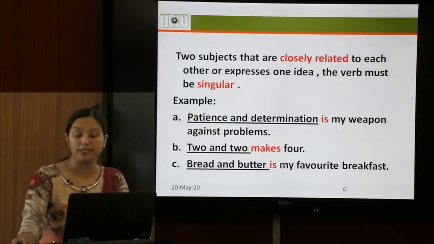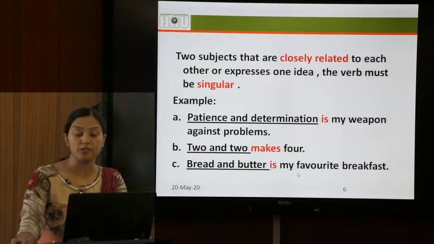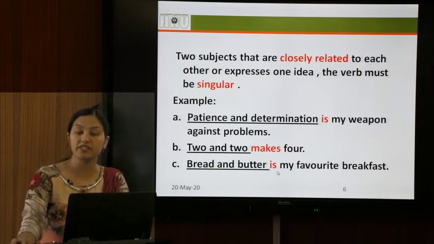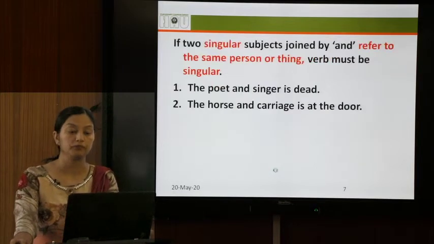2 and 2 makes 4. Bread and butter is my favorite breakfast. So, with bread and butter we won't be using are, because it is giving the expression of a single idea, breakfast. So, that is why is will be used.